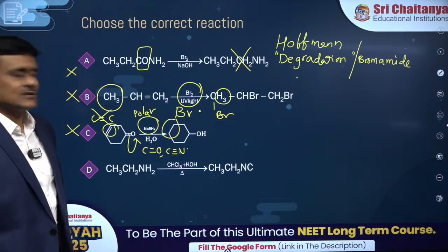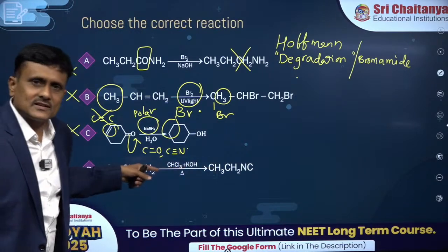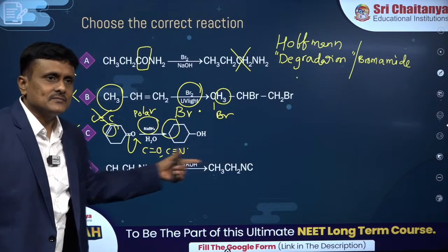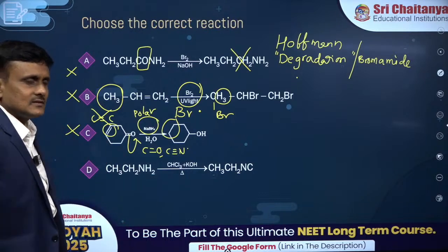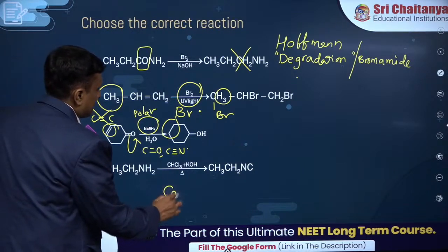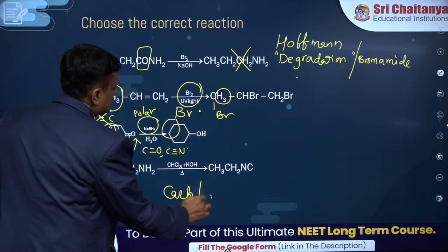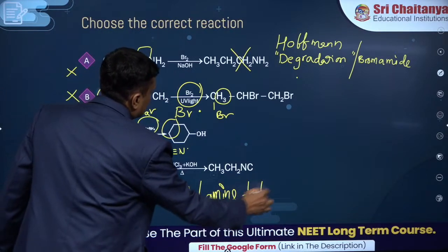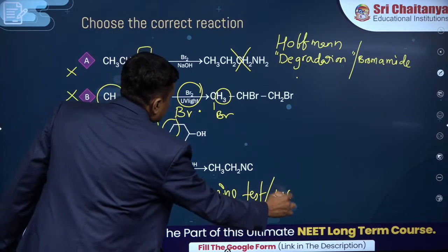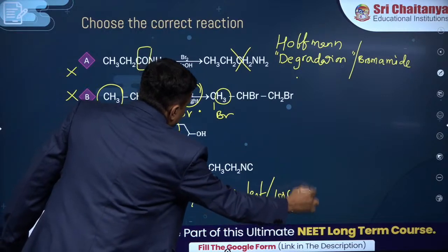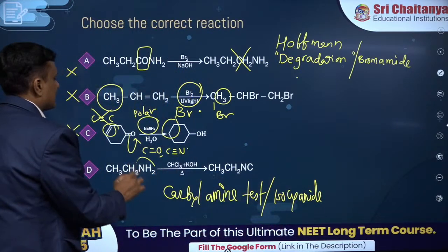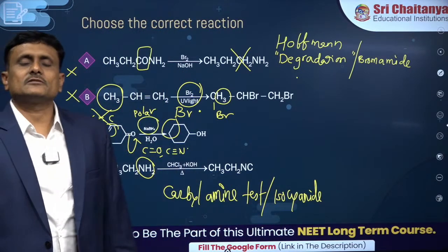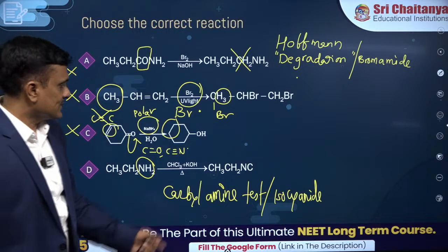So what we are left with is, what is this reaction called? Very popular, isn't it? Yes, brilliant. Carbylamine test. Good job. Isocyanide test. You know this, right? What will happen there? The primary amine, when it reacts with chloroform and KOH, gives isocyanide.